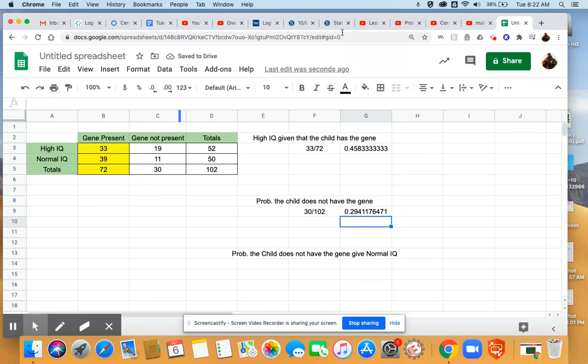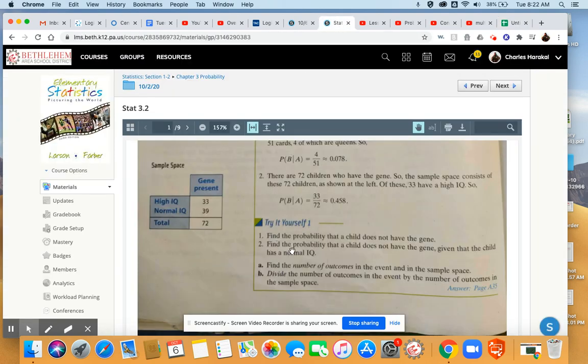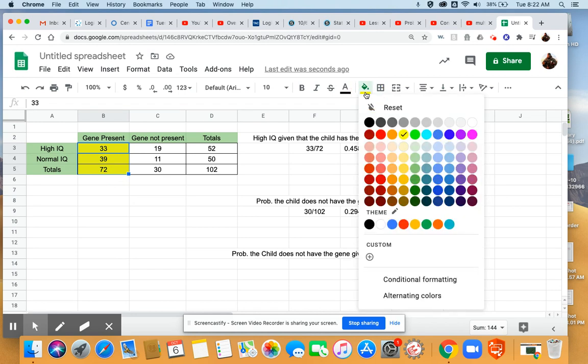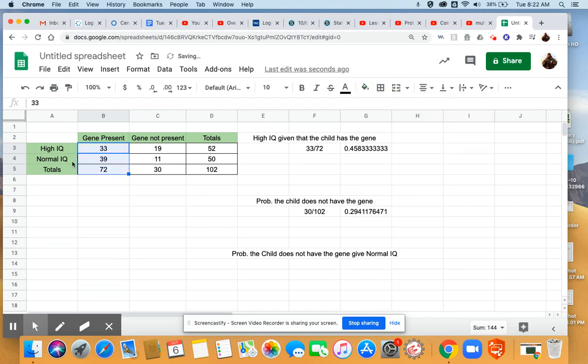And the last question they ask us is to find the probability that the child does not have the gene given that the child has a normal IQ. So we're looking only, they said, given a normal IQ. That tells us we're going to unhighlight these because we're done with those. Given that the child has a normal IQ tells us we're only looking at the normal IQs. So we're only going to worry about the numbers I just highlighted.